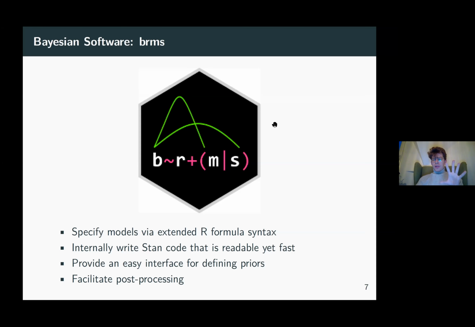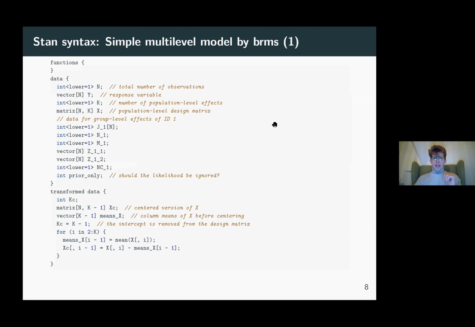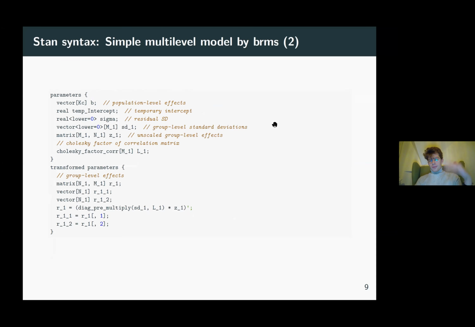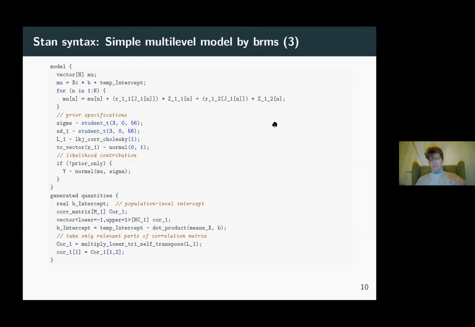And just to give you an idea of what happens behind the scenes with regard to Stan code, suppose we have a more complex model, not linear regression, but a little bit more complex. Then this is the kind of Stan code that BRMS generates. I'm not going through the details. I'm just showing you there's a lot of stuff going on. So that's page 1, data and some transformed data, then parameters and some transformed parameters, and then lots of models and some other stuff.